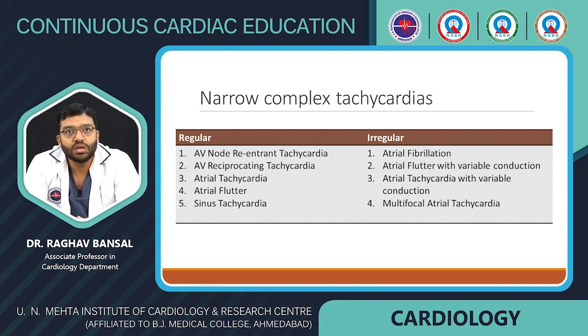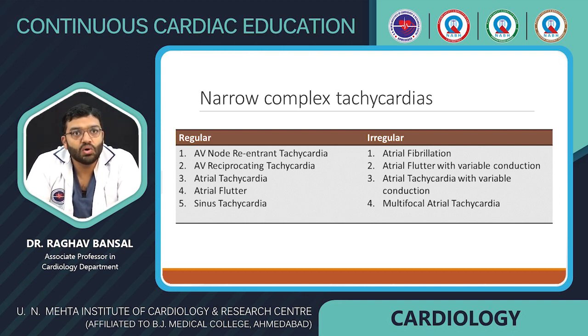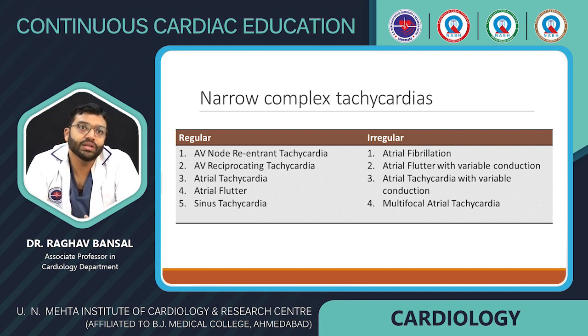And when we talk about regular narrow complex tachycardias, the differential diagnosis is AVNRT, AVRT, focal atrial tachycardia, atrial flutter with 1:1 or 2:1 conduction, or sinus tachycardia. For purposes of simplicity, sinus tachycardia is out since we are not doing EP study for those tachycardias, and atrial tachycardias and atrial flutter would be clubbed together because both behave similarly during EP as atrial tachycardia. So our predominant discussion is AVNRT, AVRT and atrial tachycardia.